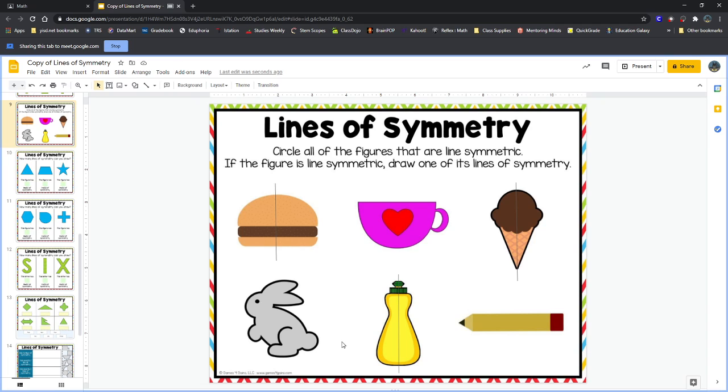Okay, the last one, pencil. Does the pencil have any lines of symmetry? Yes or no? Jaylene?